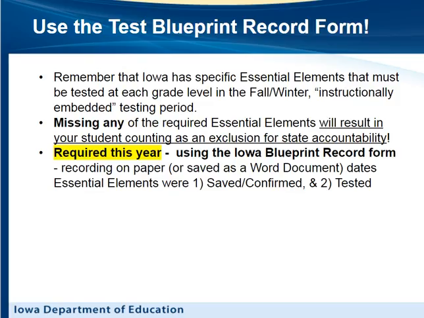First off, just a reminder, Iowa has specific essential elements that must be tested at each grade level in the fall/winter instructionally embedded testing periods. Those are reflected on the test blueprint, and we know that missing any of those requirements at a specific grade level will result in students counting as exclusions for state accountability assessment. So they would count as not participating. Of course, we want to avoid that.